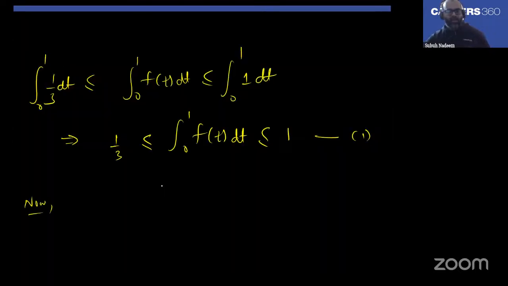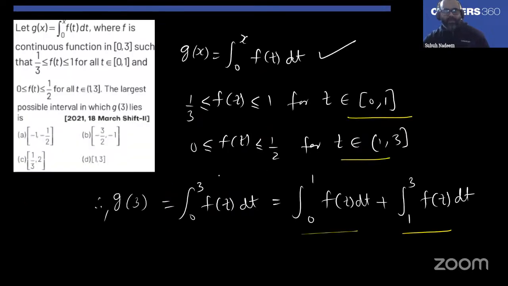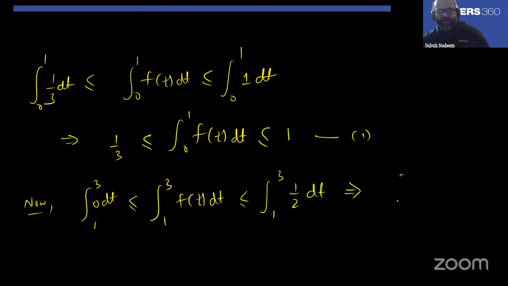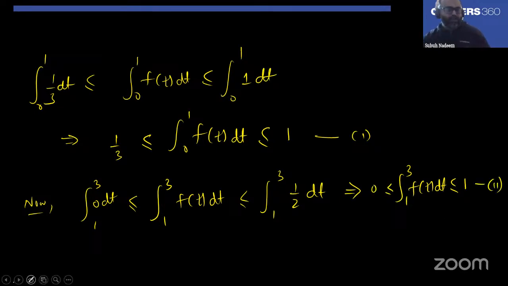Now 1 to 3 ft dt. So for 1 to 3, what is the interval it is given? It is 0 to half. So 0 dt and half dt. So if we simplify it further, we'll get ft dt is less than equal to 1 by 2 into 2. That will become 1. And in the lower limit, it will become 0. So this is the second one.